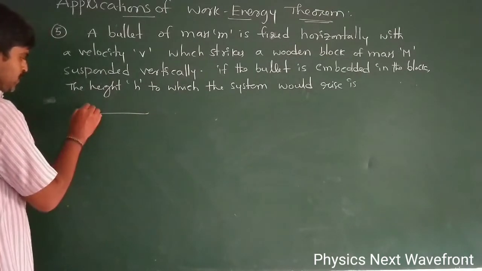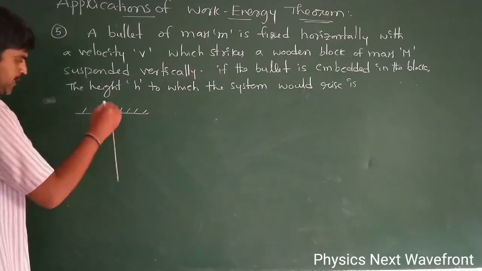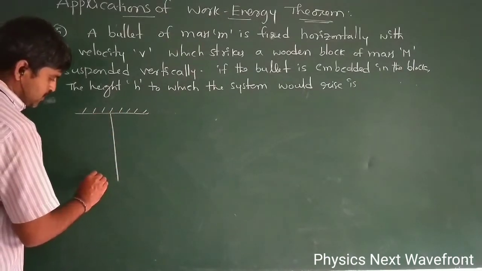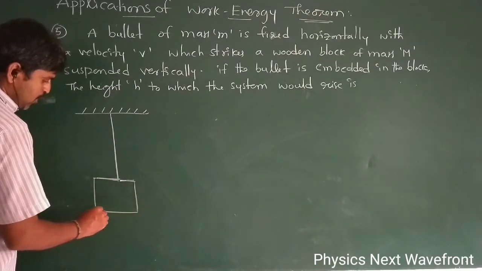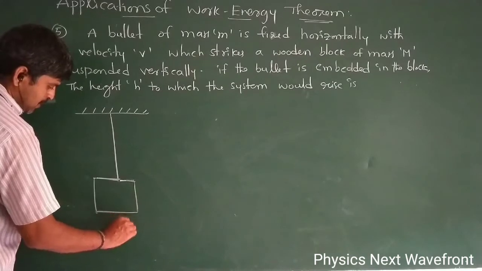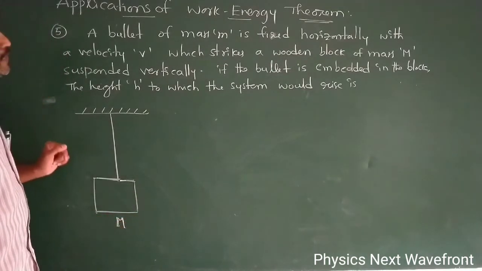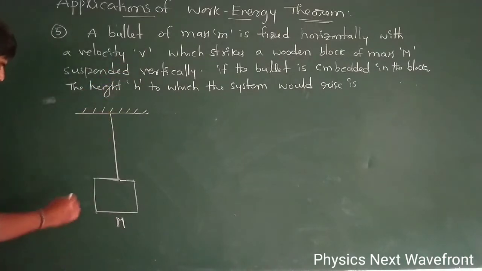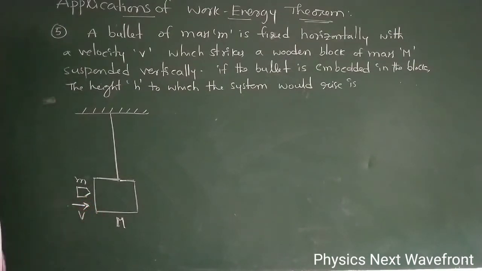Let us consider a rigid support. To this rigid support, with a thread, we suspend a block. The mass of this block is capital M. Next, the bullet mass is small m, and the bullet's velocity before striking the block is v.